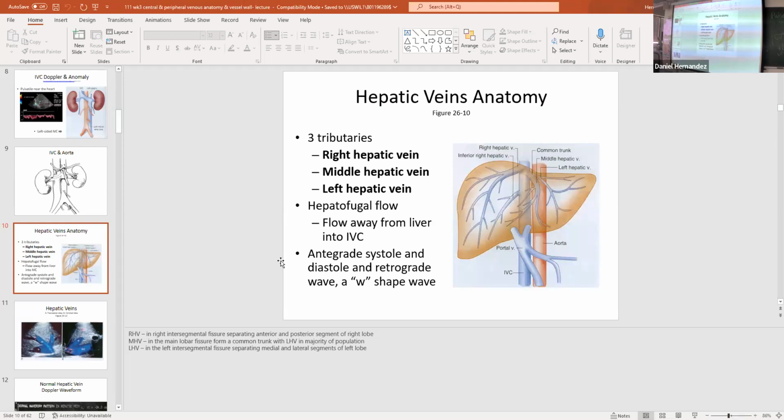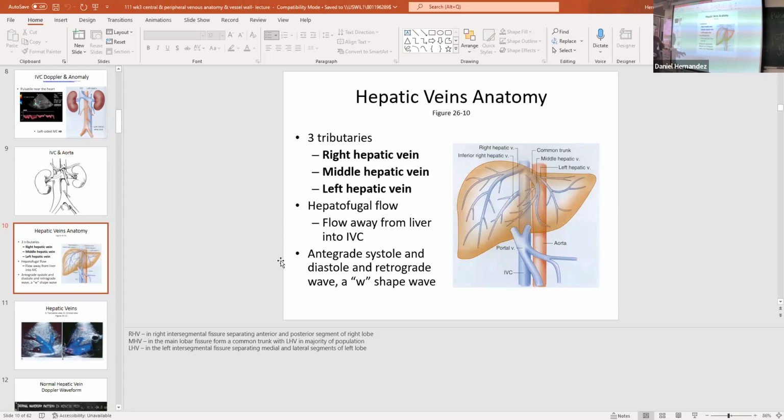So to go back to those two terms, hepatopedal and hepatofugal. Pedal, we said, was coming towards the liver, so blood flow entering into the liver. And then hepatofugal meaning blood flow that's draining out of the liver, away from the liver. So in this case, normal hepatic vein flow should be away from the liver.